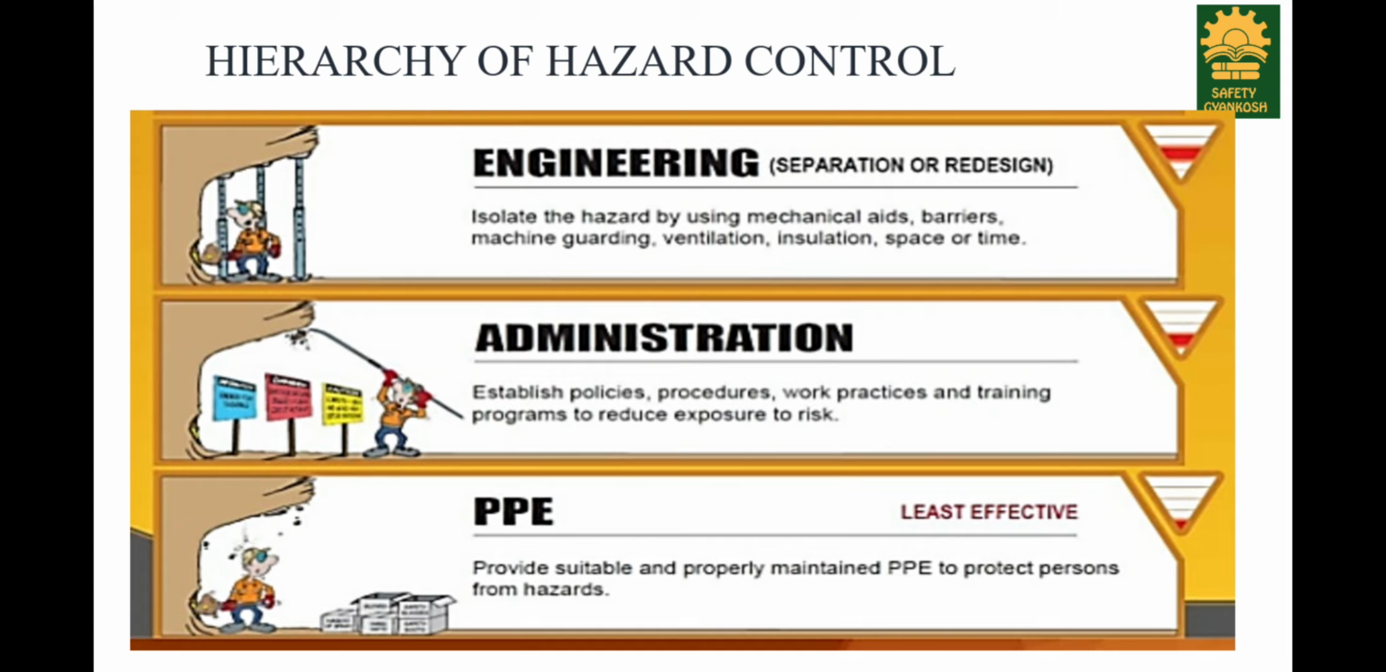If all these things are not possible, we provide the PPE. It is least effective. For example, you can see we are providing him with a safety helmet. A safety helmet is not at all effective in this case, because the earth can collapse in large quantity and a helmet cannot be of any use here.